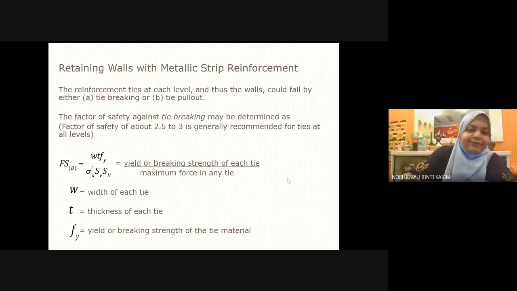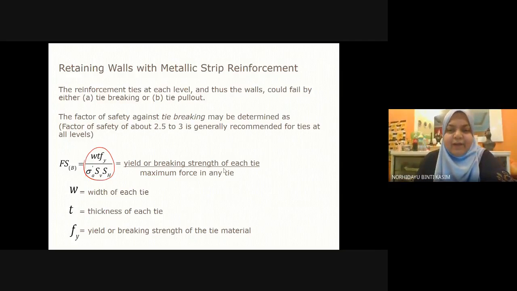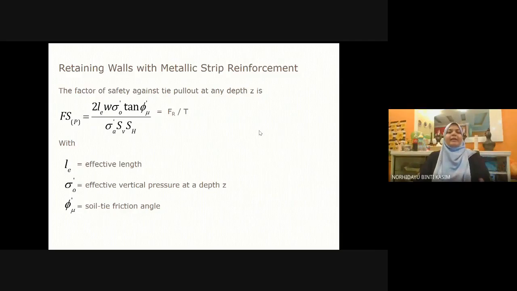So it is the yield or breaking strength of each tie over the maximum force in any tie. W is the width of each tie, T is the thickness of each tie, and Fy is the yield or breaking strength of the tie material. And this is the equation to check the factor of safety against pull out at any depth of Z. So FS P equals this equation.